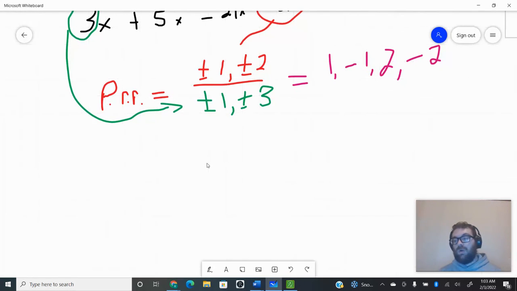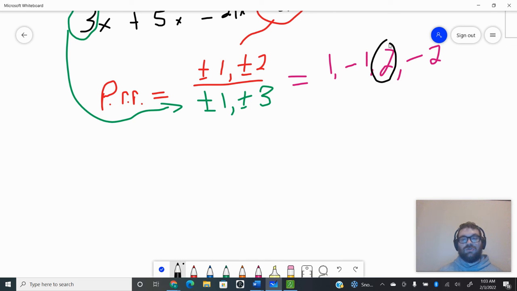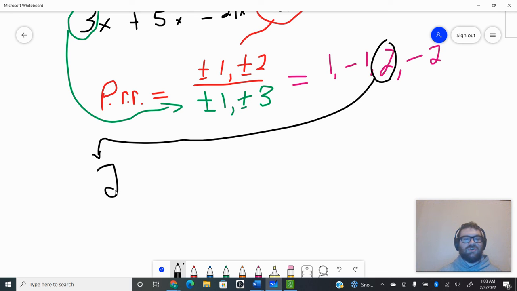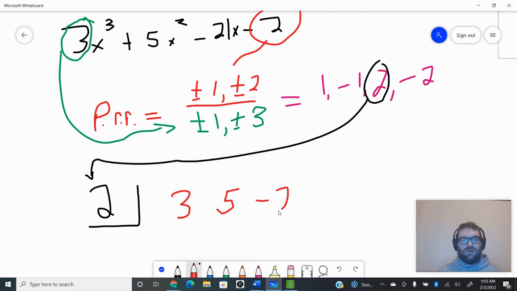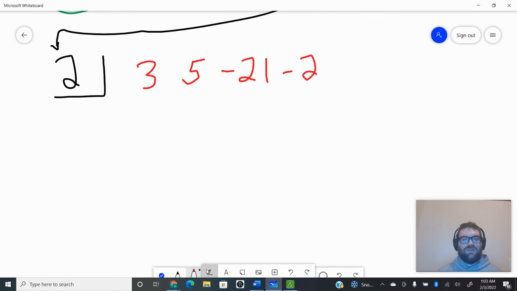So again, I know what it is because I sat down and worked this out. So in this instance, I'm going to choose 2. So I go down, do my synthetic division. Here's 2. What were the coefficients? 3, 5, negative 21, negative 2. Now let's go to work with synthetic division.